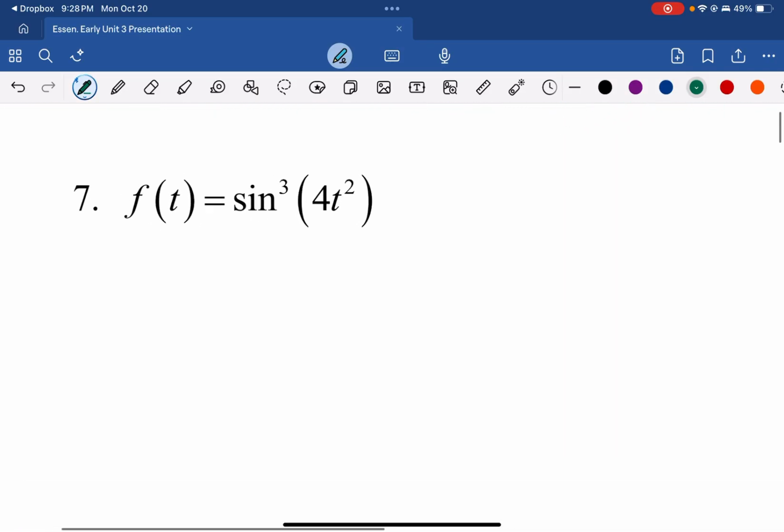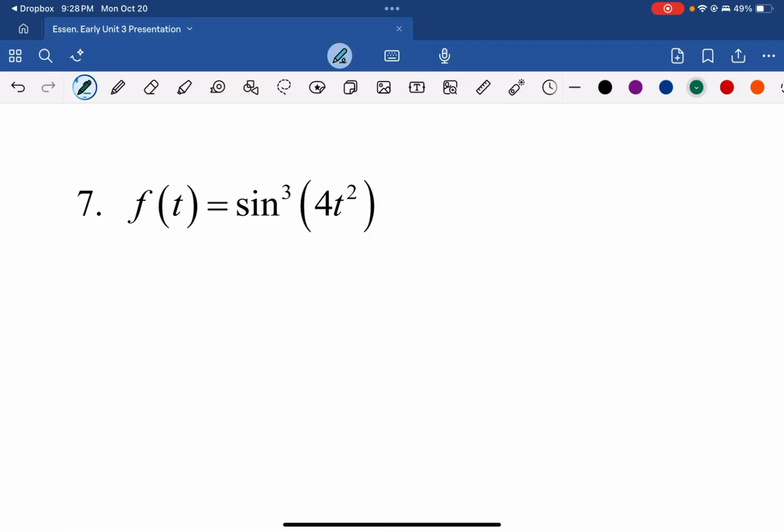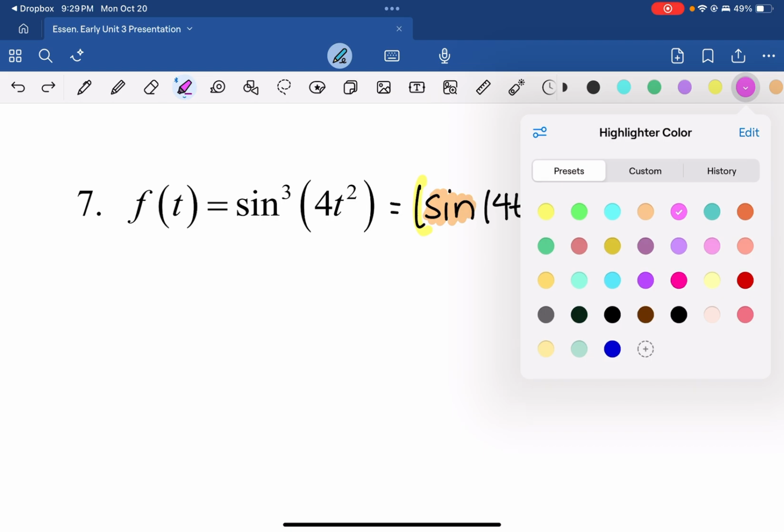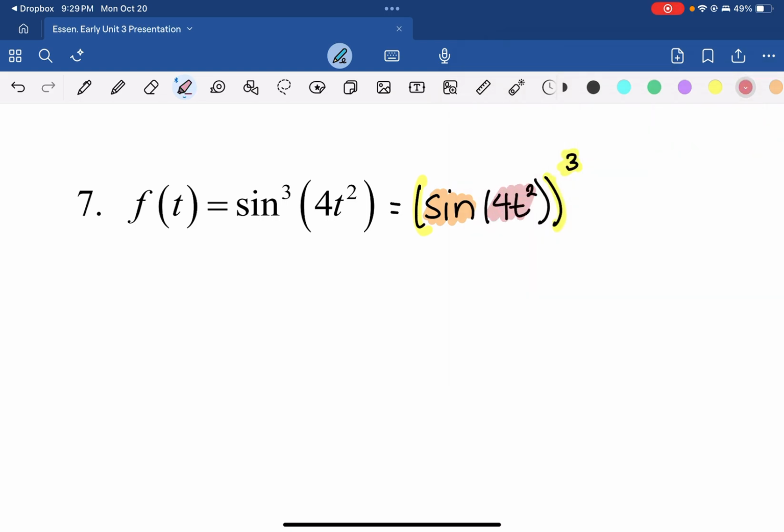Okay, next, number 7, f of t equals sine cubed of 4t squared. Okay, this one I'm going to rewrite. So, sine of 4t squared cubed. Okay, so looking at this, our outside function is something cubed. We also have that sine, and we have our 4t squared. So I actually have like 3 kind of functions nested in here.